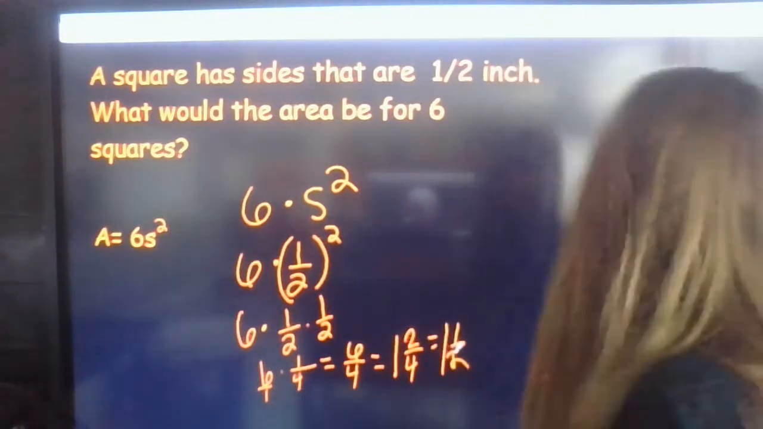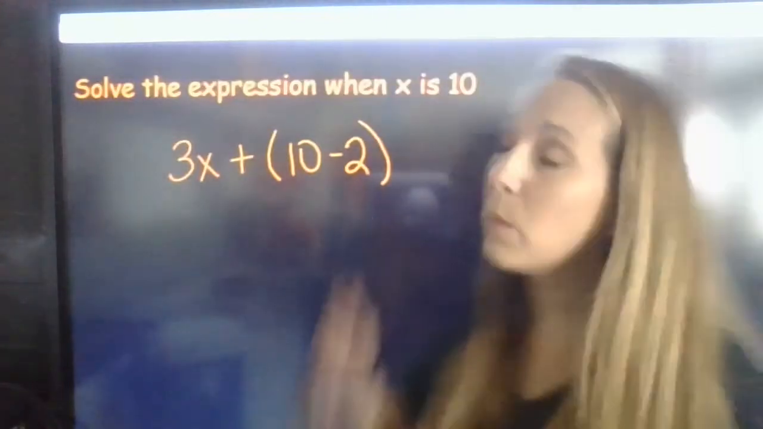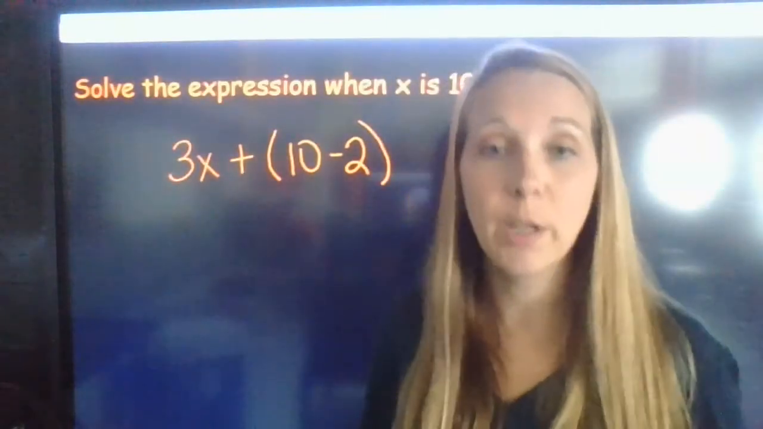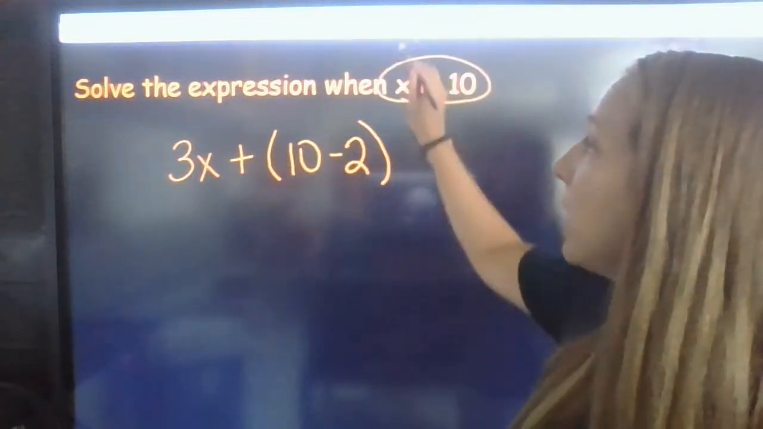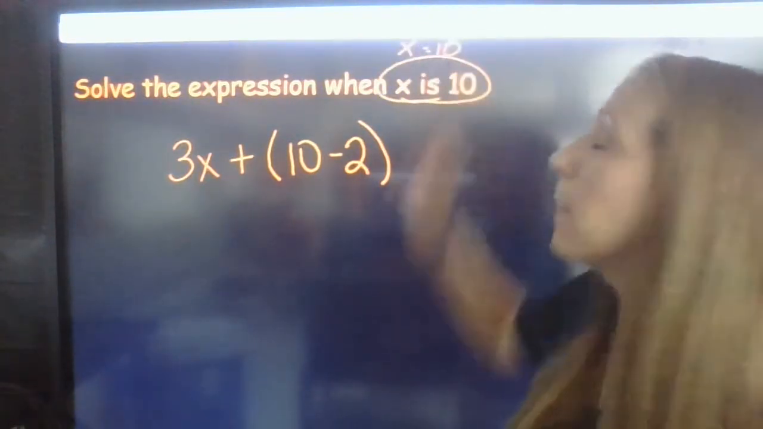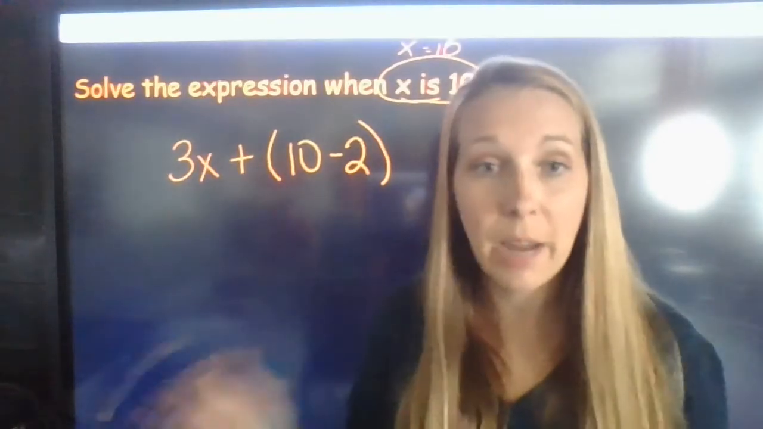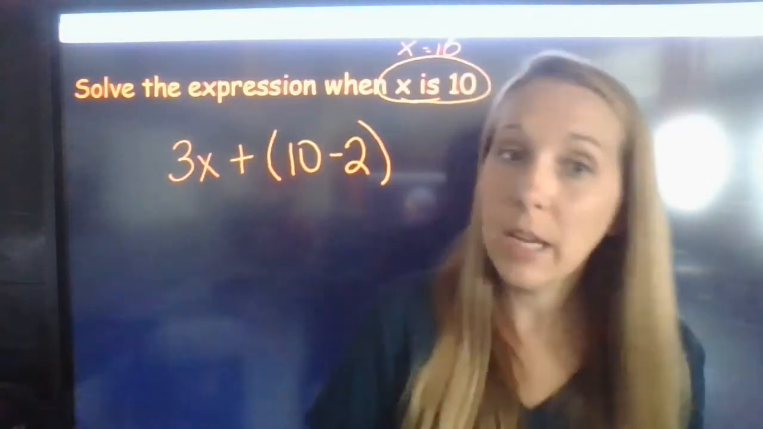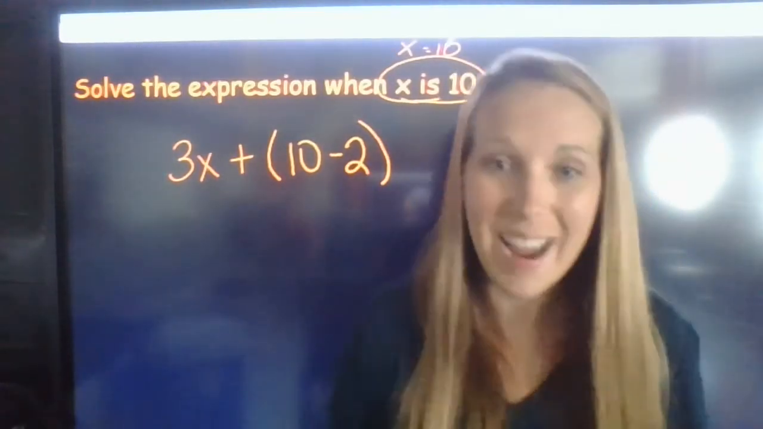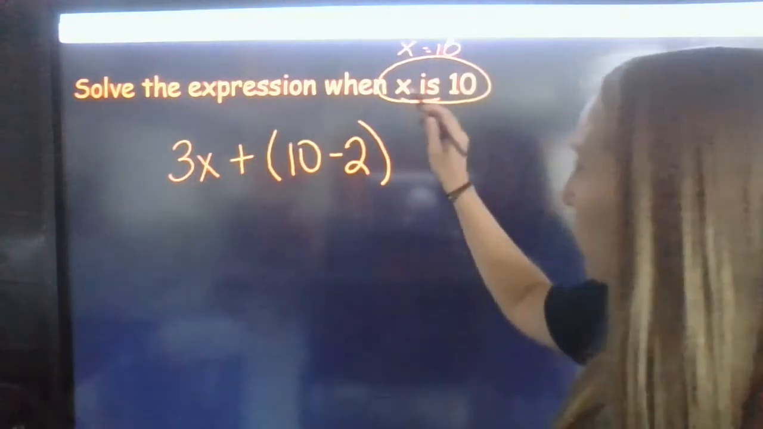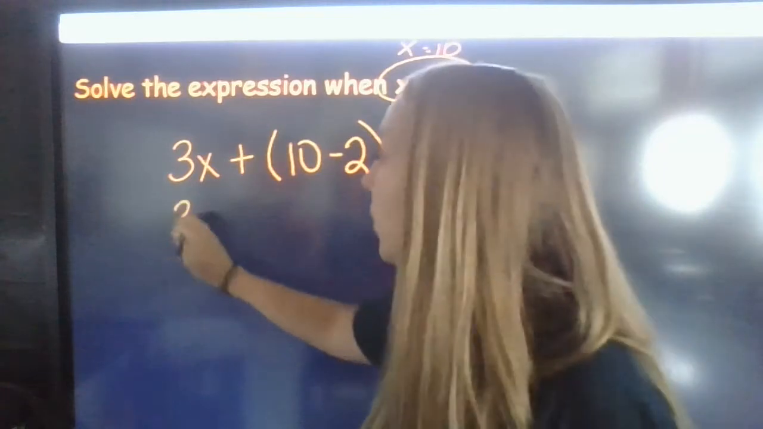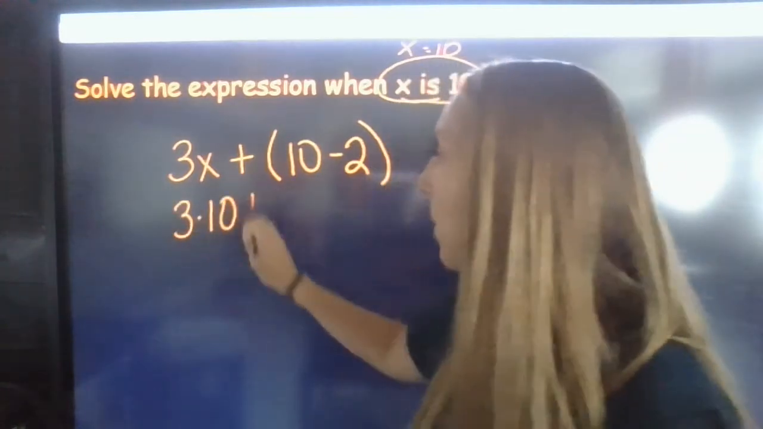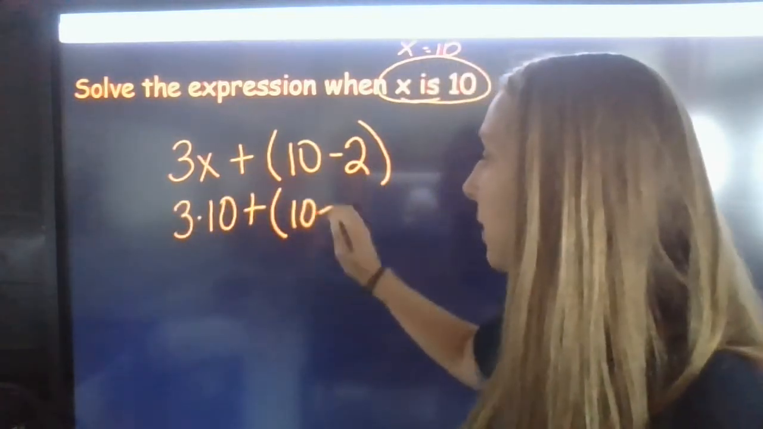All right, the last one we're going to look at says, solve the expression when x is 10. Remember right here, x is 10. That means x equals 10. Remember in math, the language arts word "is" means equals. All right, so now we're going to substitute this 10 for x. So 3 times 10 plus (10 minus 2).